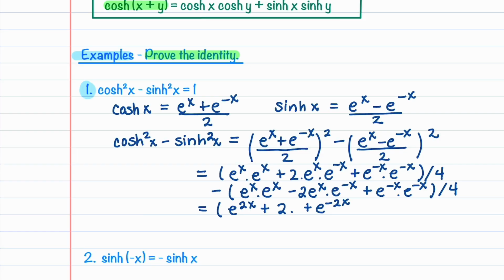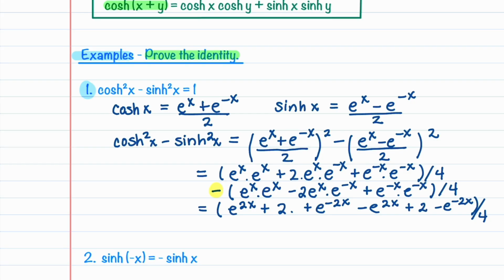Now for our second expression, we have to realize that we have a minus in front, so we're going to have to subtract off every term. So this is minus e to the 2x. And then we have a minus 2, so that gives us a plus 2. And then our last term is minus e to the minus 2x. And all of this is divided by 4.